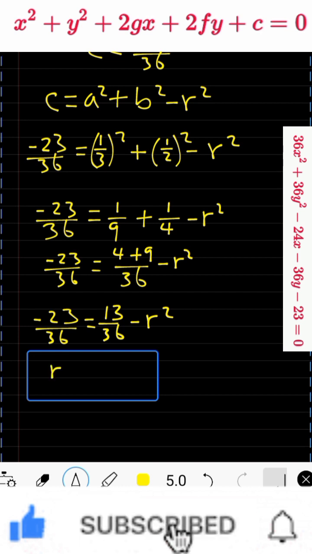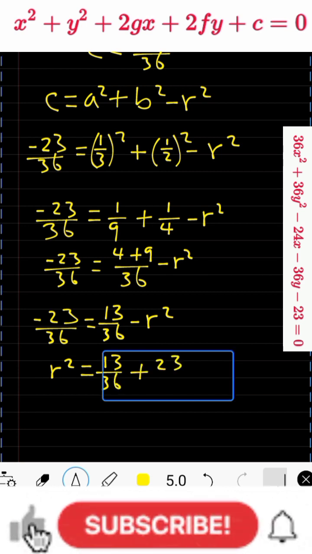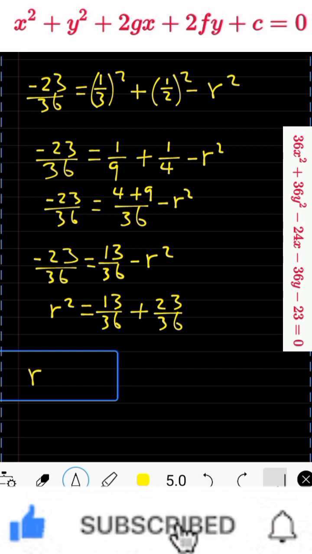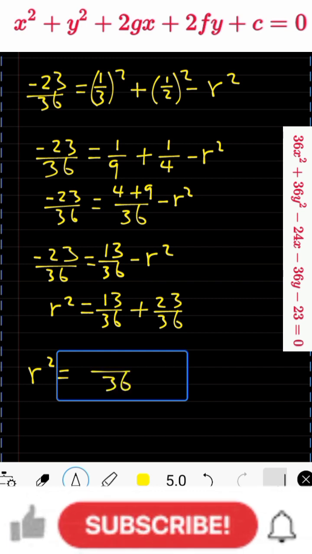I have r squared is equal to 13 over 36 plus 23 over 36. So the LCM of 36 and 36 is 36. 36 goes in 36 is 1, 1 times 13, 13 plus 23.